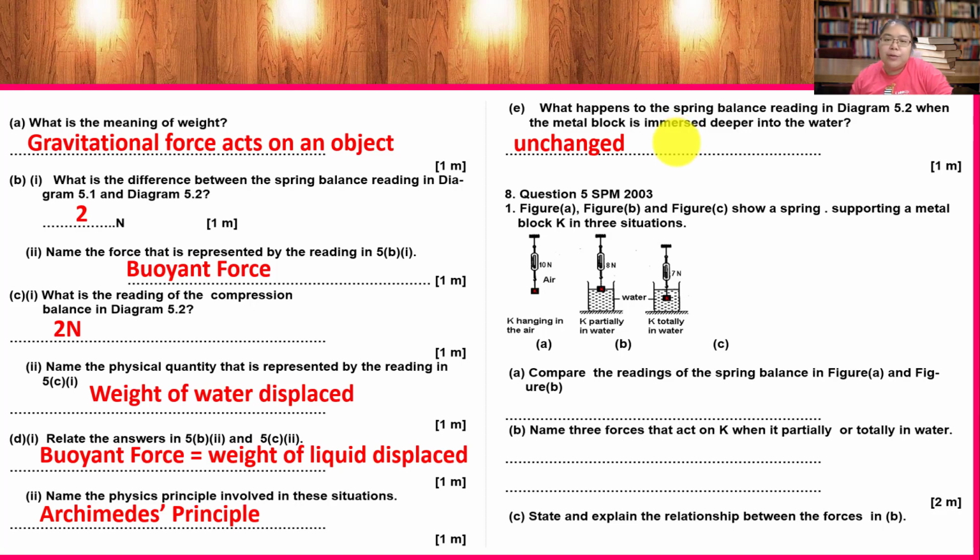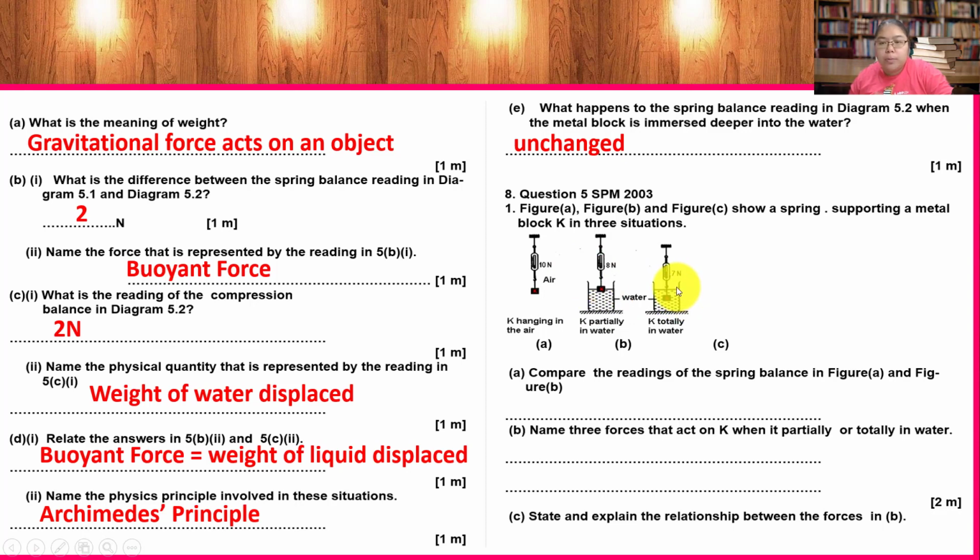Okay, then we go to number 8. Also 2003. Okay, they show you 3 figures. Figure A, the first one, they're hanging in the air. So that means we understand 10 Newton is the actual weight. Okay, now they put it halfway, partially in the water, they show 8 Newton. So that means I know in this situation the buoyant force is 2 Newton.